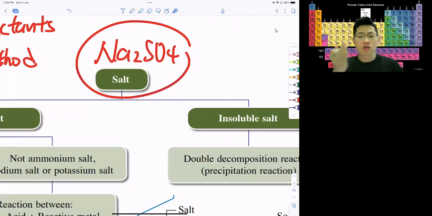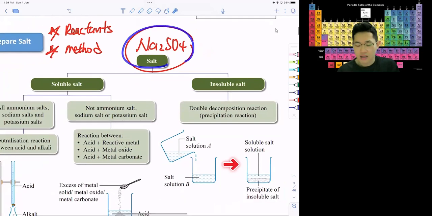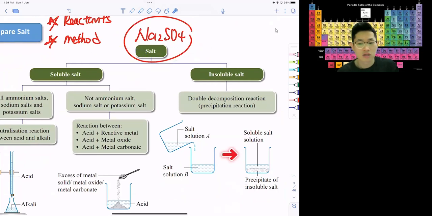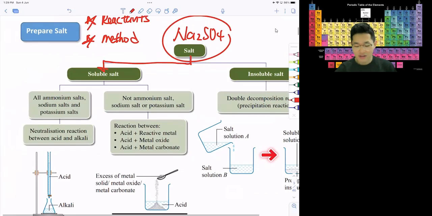And they ask me, hey, so what are the reactants needed to make this salt? So to find the reactant, this is what I do. I ask myself, okay, this salt is soluble or insoluble? Then you all have to give me an answer, like soluble or not. Yeah, soluble, right? Okay. So I know it is soluble, so I go left side. This is what you have to think. This is how you think. This is how you figure out.